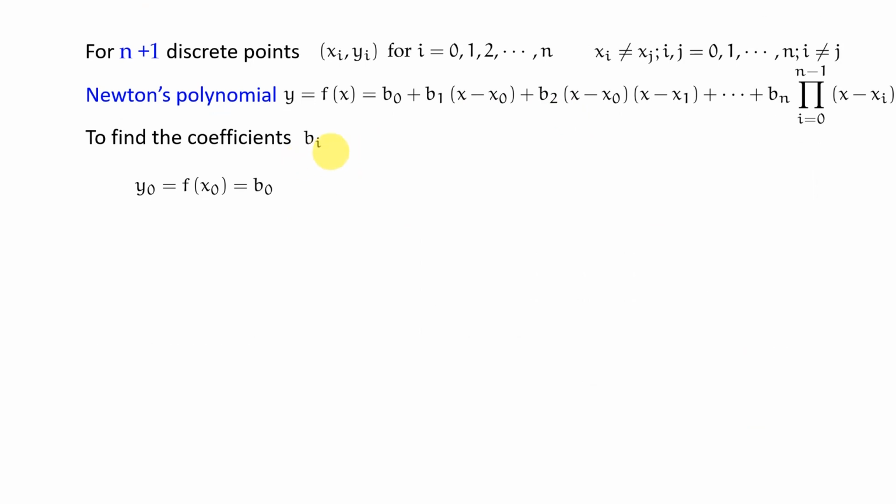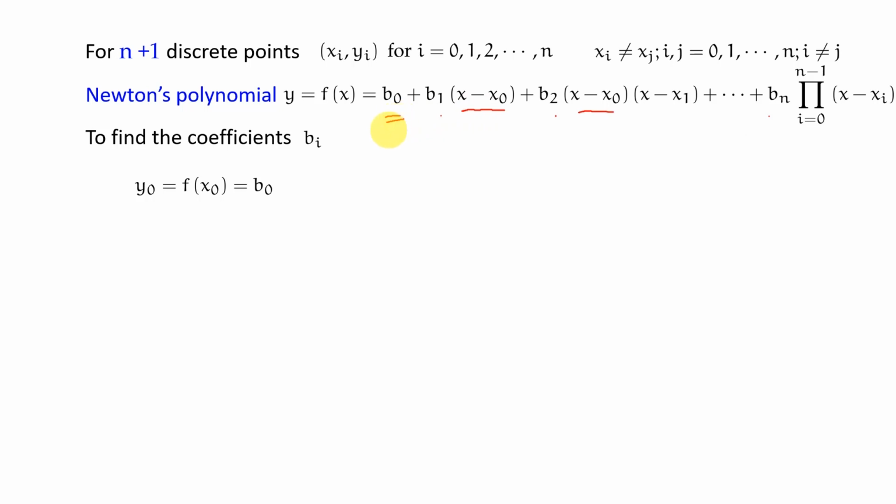First of all, you can see that all the terms here in this Newton's polynomial contain an x minus x0. The only exception is the first term, which does not have an x minus x0. b1 has an x minus x0, b2 has an x minus x0, and bn has an x minus x0. So all the terms will have an x minus x0 except the first one.